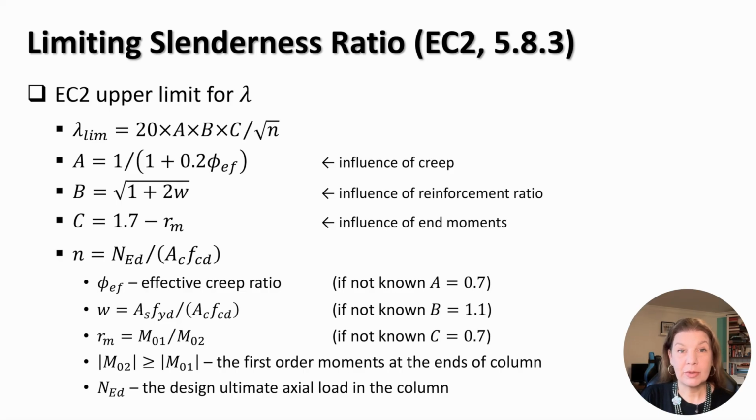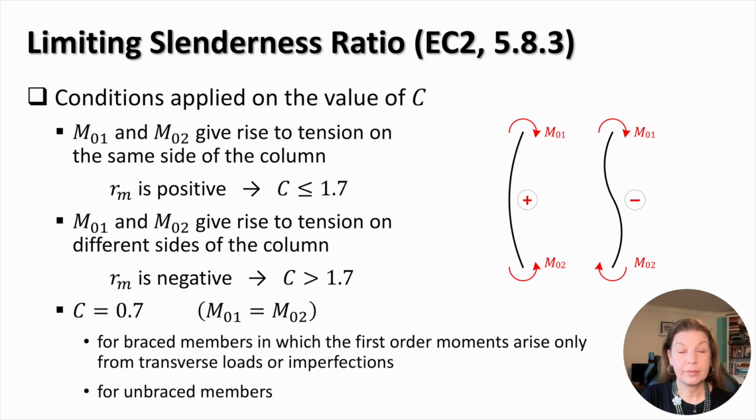When the effects of creep and reinforcement ratio are not known, the parameter A can be set to equal 0.7, while B can be taken as 1.1. Parameter C is calculated using the ratio Rm between the larger and the smaller end moments, taking into account their directions. The value of Rm is taken as positive when the end moments act in opposite directions, giving rise to tension on the same side of the column. In this case, the parameter C is smaller than 1.7.